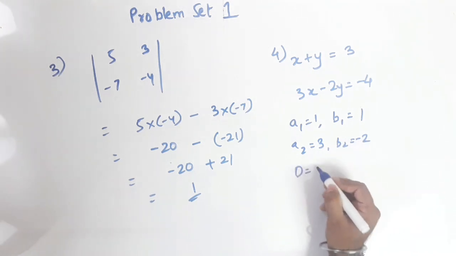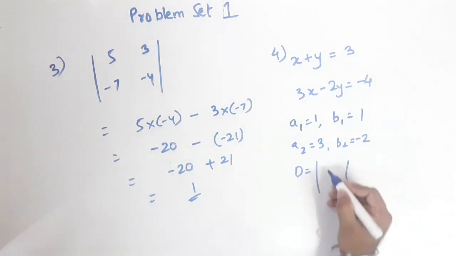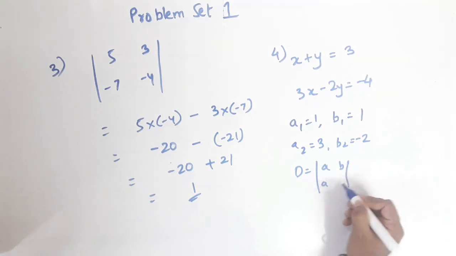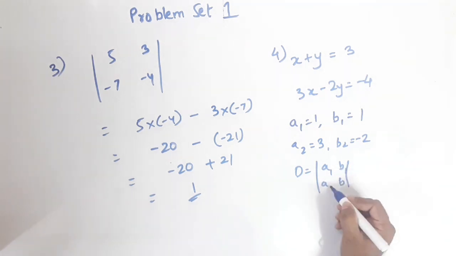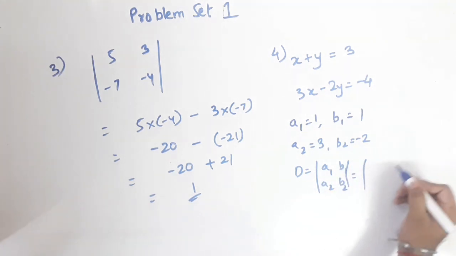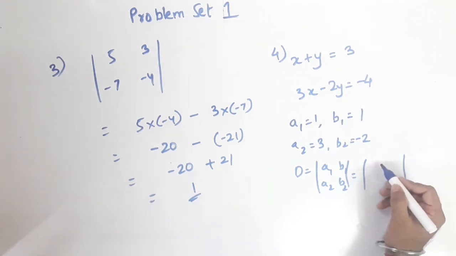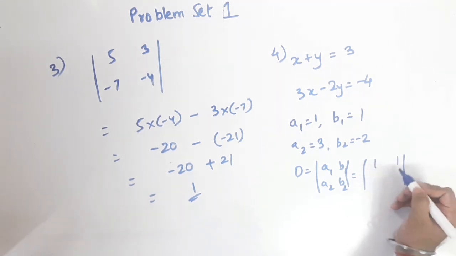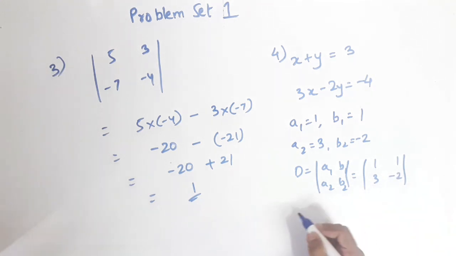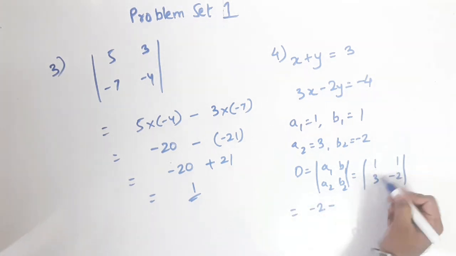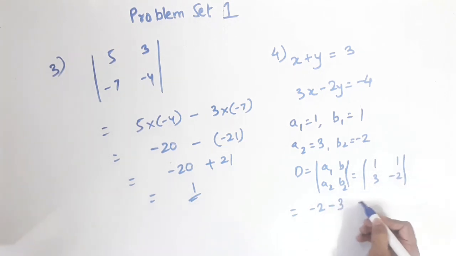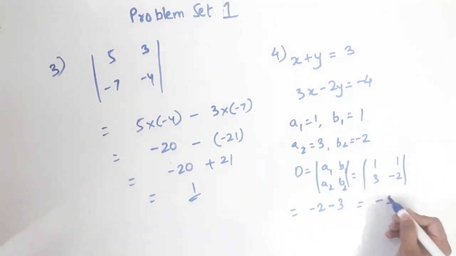Now what is the value of d here? We write a1 b1, a2 b2. Now this becomes 1 1, 3 minus 2, which is minus 2 minus 3 ones is 3. So that is equal to minus 5. So minus 5 is the possible answer of the fourth one.